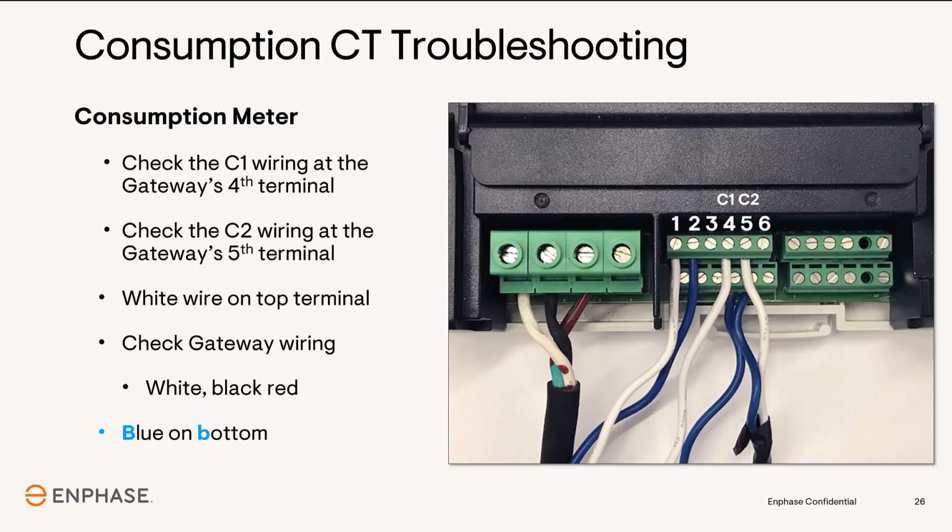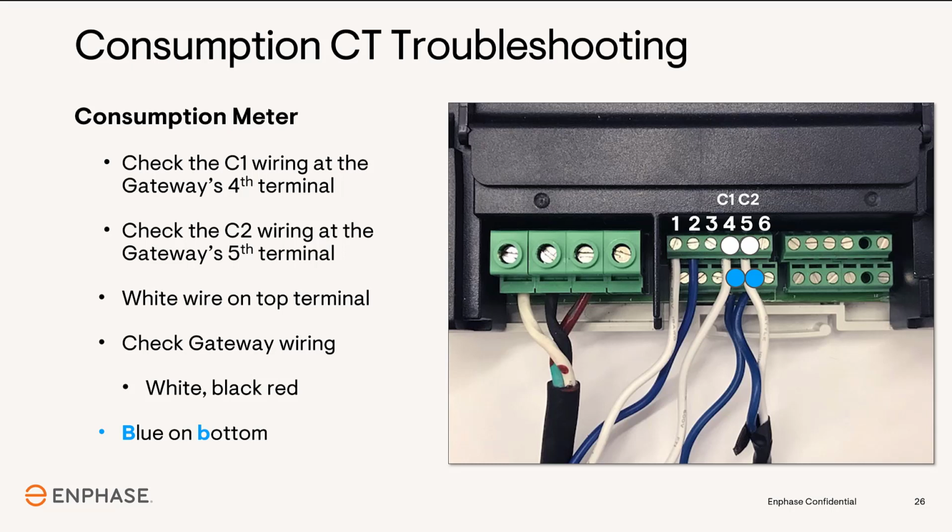For the consumption CT around the L1 feeder line, the white and blue wires will be connected to the C1 terminal blocks, which is the fourth from the left. The white wire will be installed on the top terminal block and the blue wire on the bottom block. On the CT around the L2 feeder line, the white and blue wires will be connected to the C2 terminal blocks, which is the fifth from the left.